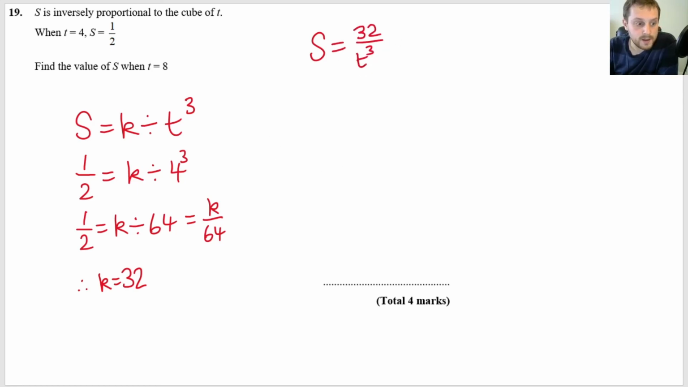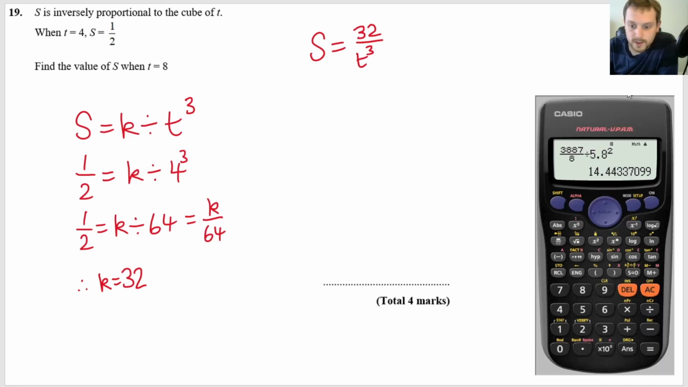Let's just check that this works, before we do anything else. If I do 32 over 4 cubed, which is this t number, I should get a half. Great, so it works. So now the question says, what's s when t is 8? So instead of 4, I'm just going to make it 8. So you get a 16th.